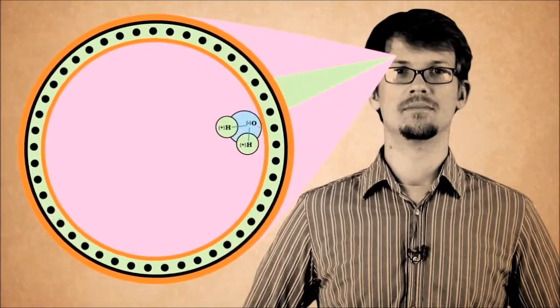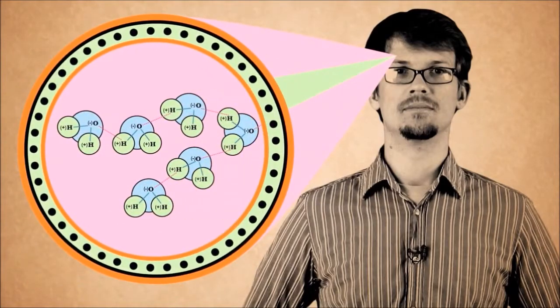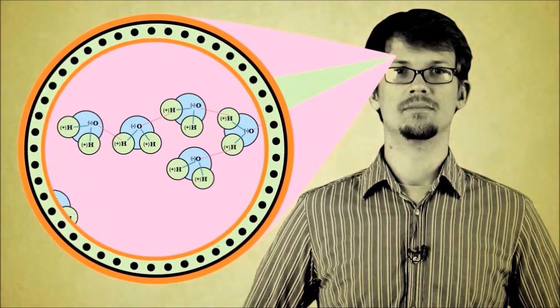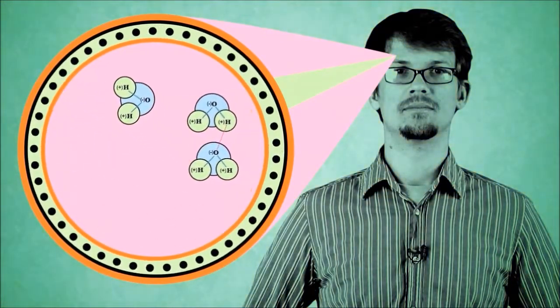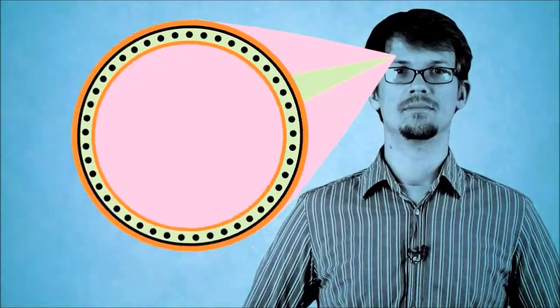When my body gets hot and it sweats, that heat excites some of the water molecules on my skin to the point where they break those hydrogen bonds and they evaporate away. And when they escape, they take that heat energy with them, leaving me cooler.